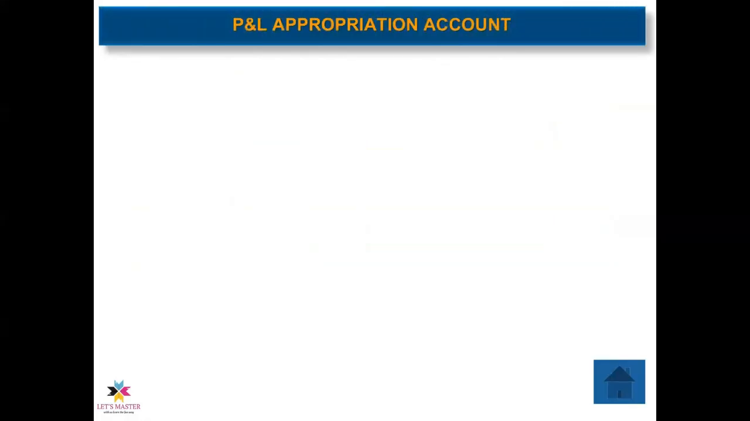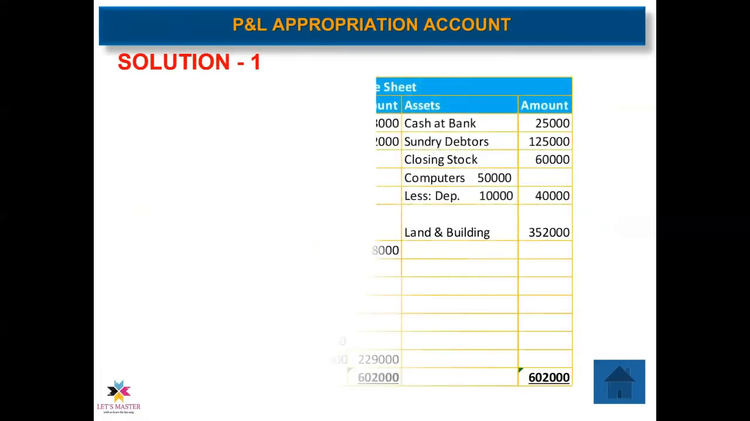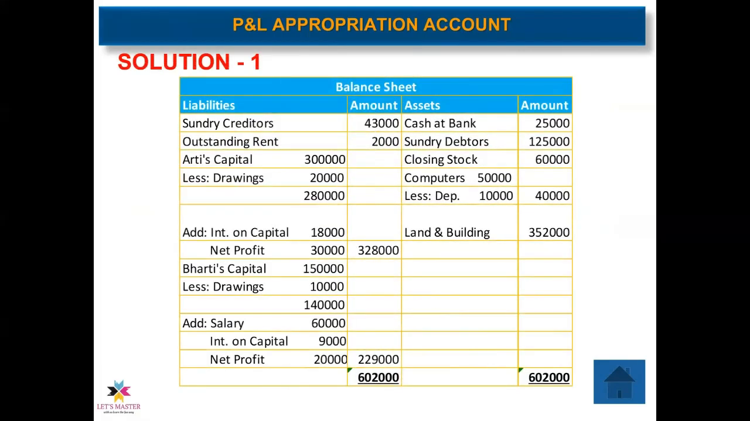Now after this, we will prepare the balance sheet, and here we have shown the capital accounts of both the partners separately. And we have shown the other liabilities, that is sundry creditors and outstanding rent. So the value of sundry creditors is coming from the trial balance, and outstanding rent is coming from the adjustment where it was mentioned that rent for one particular month was outstanding.